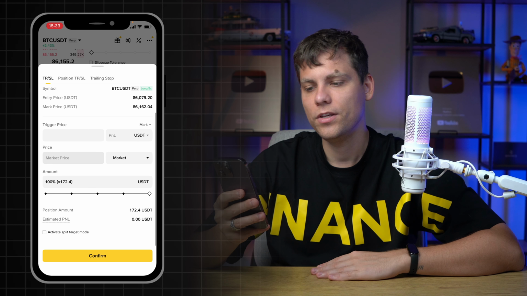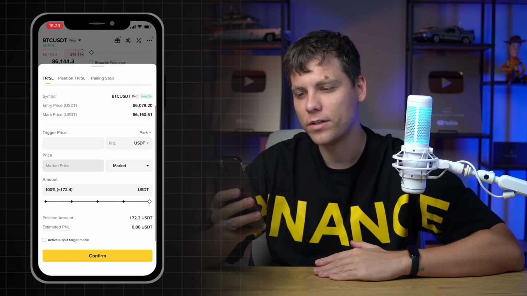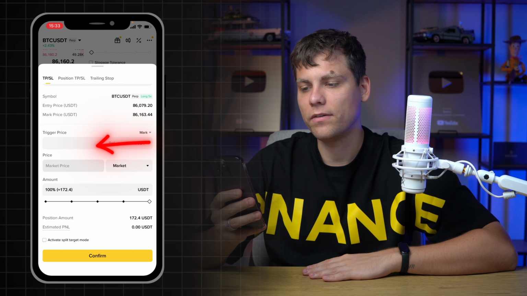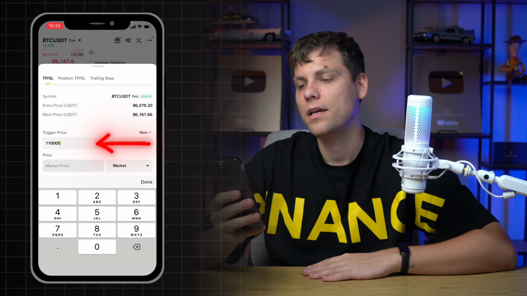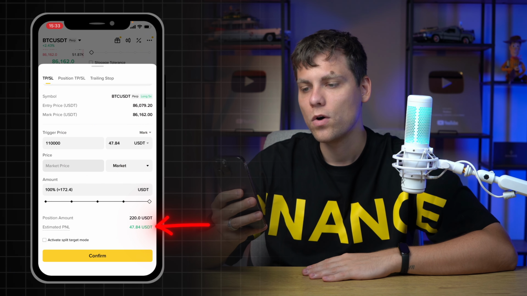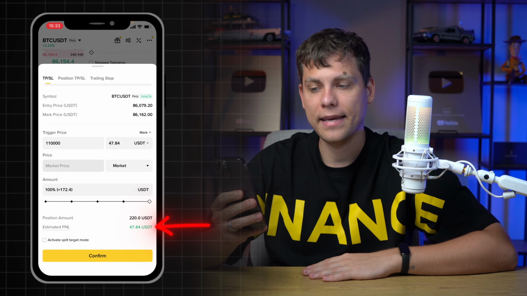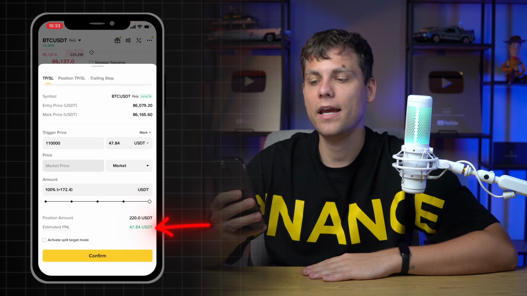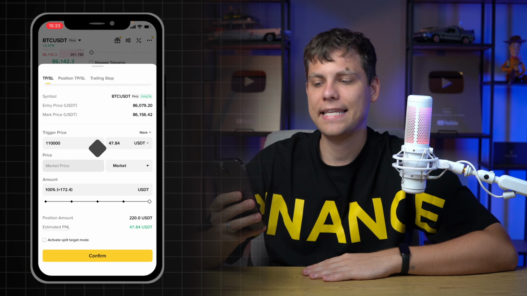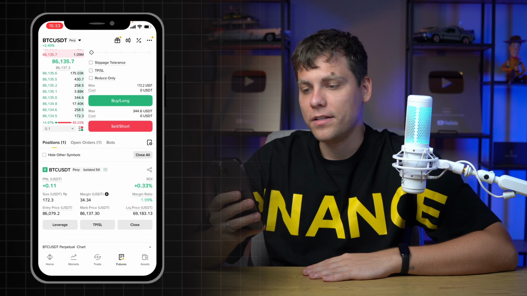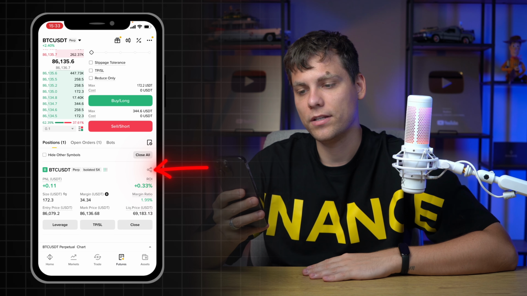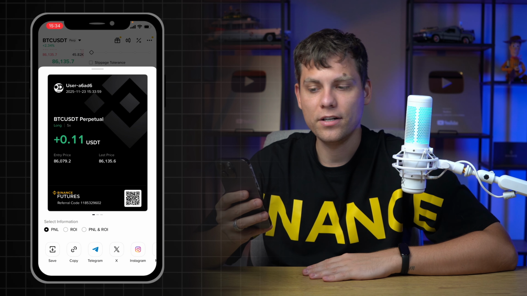How does this work? You indicate the price at which you want your trade to automatically close in case of some profit or loss. For example, if I write $110,000 here and select 100%, we see that upon reaching this level, I can activate a take profit order that will automatically close my trade and I will earn $47.84. Confirm. You can set a stop loss in the exact same way. And everyone's favorite button in the top right, these three little circles, if you press it, you can share information about your position, which traders love to do.